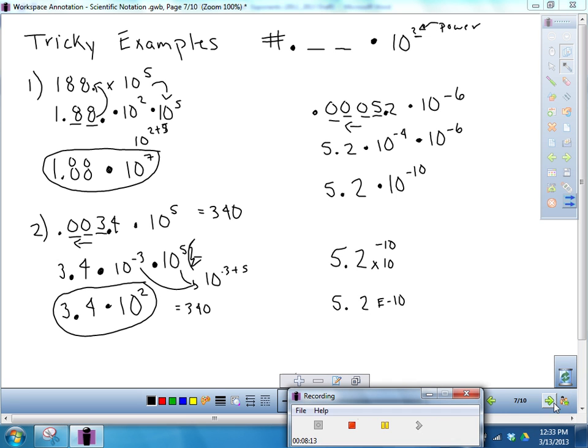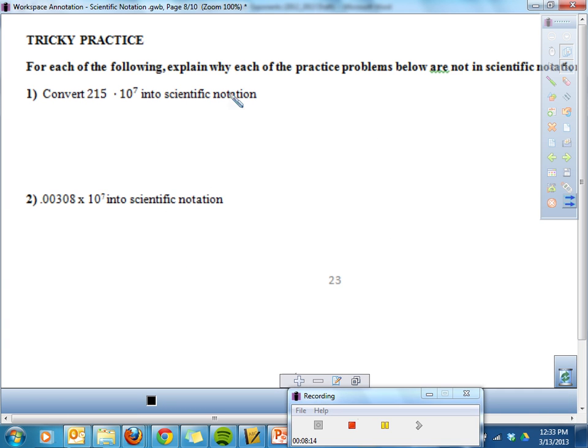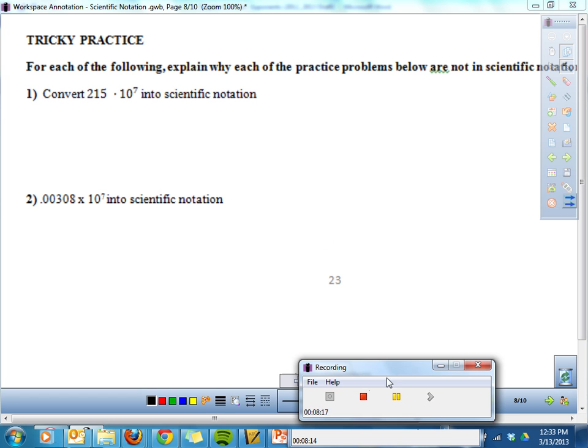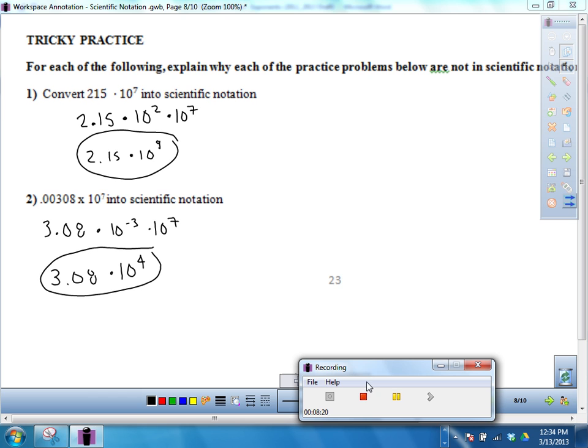Okay, what I want you to do right now is try these two practices. Go pause the video, try the examples, and then press play. All right, here are your two examples and the answers. Double check that you got it right and write down any questions that you have.